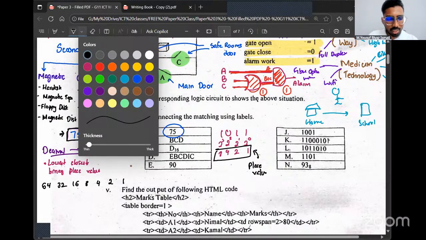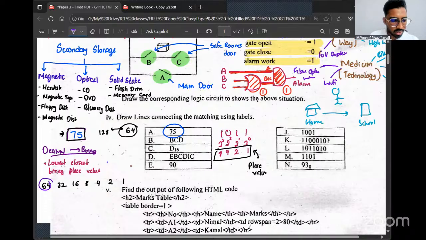Now, to form that number 75, see which numbers should be added together. For example, 75 is equal to 64 plus 8, which is 72. 72 plus 2 is 74, plus 1 is 75. Yes, if you add 64, 8, 2, and 1, you get 75.